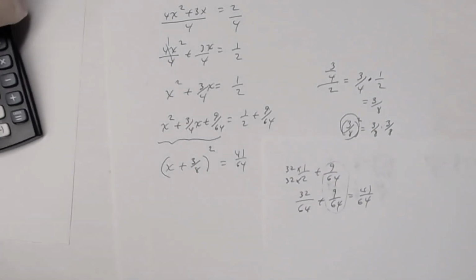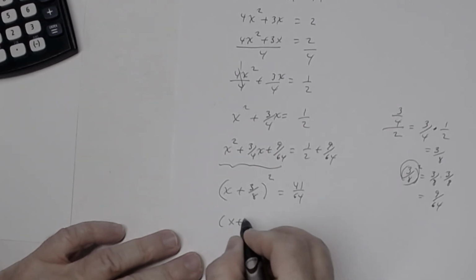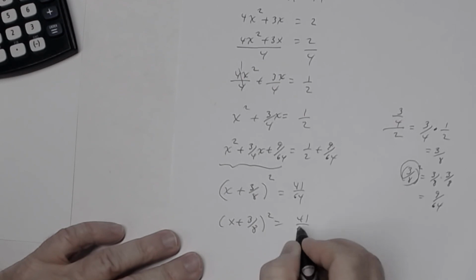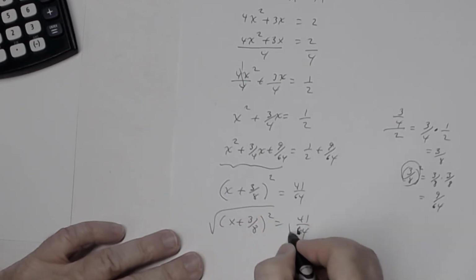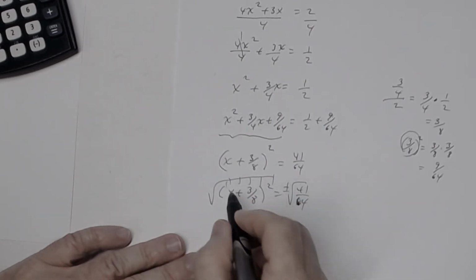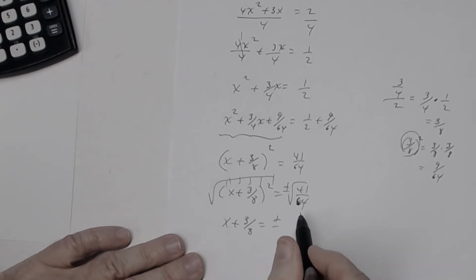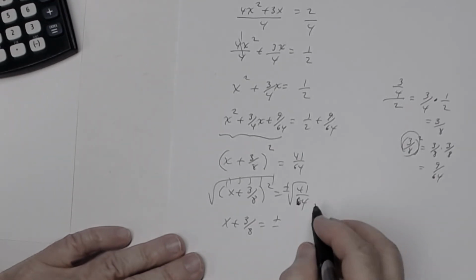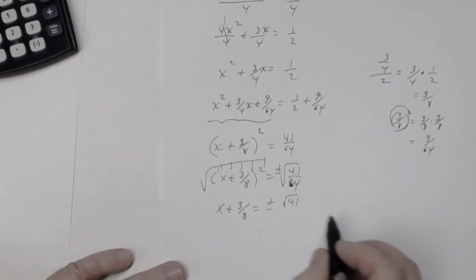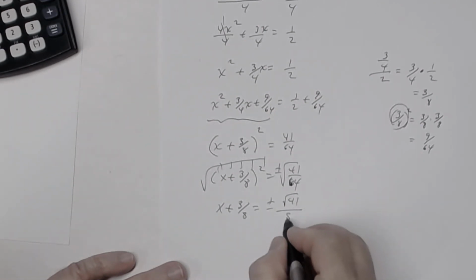Okay? All right, now at that point, you're going to take the square root of both sides. So let me just go ahead and rewrite this over. You're going to take the square root of both sides. Just like this. Don't forget that notation, plus or minus. The square and the square root undo each other. So you get x plus 3/8 equals plus or minus. Now the square root of 41 is not a perfect square, so I'm just going to rewrite this as square root of 41 for right now. But 64 is a perfect square, and the square root of 64 is 8.